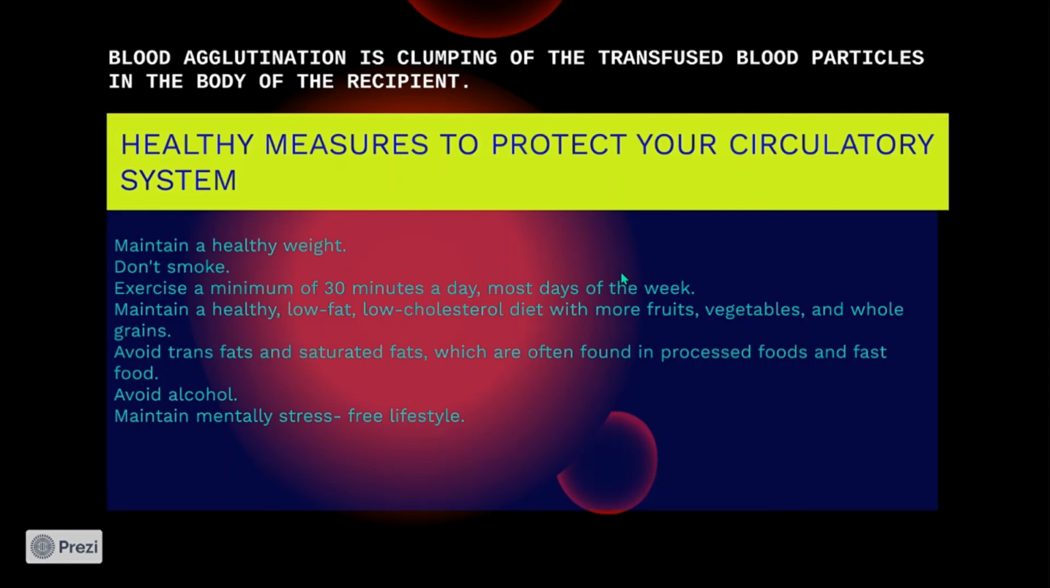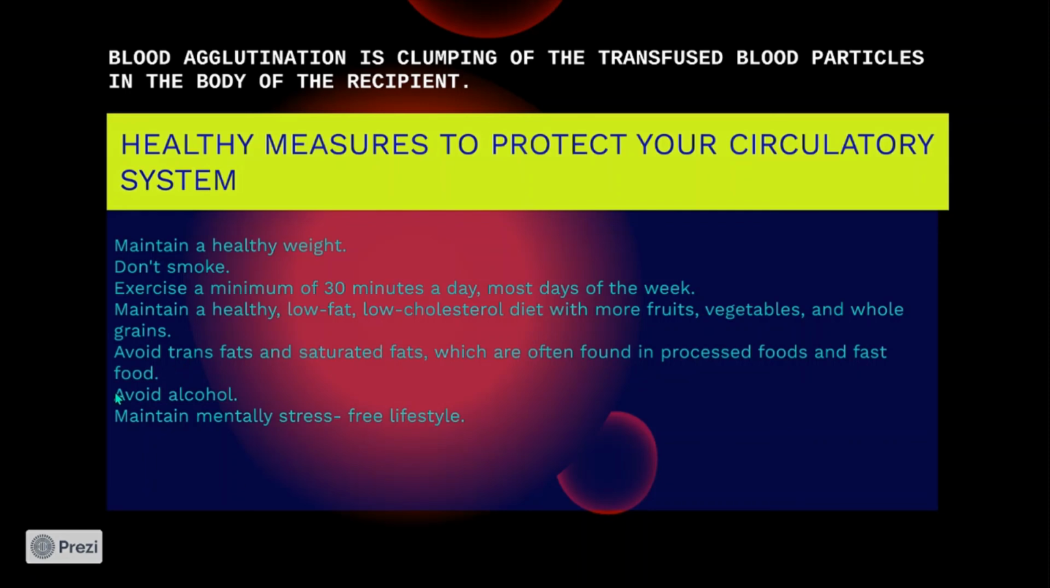Nowadays exercising is very rare, but exercise is very important for the various systems in our body. Maintain a healthy, low fat, low cholesterol diet with more fruits, vegetables and whole grains. Avoid trans fats and saturated fats, which are often found in processed foods and fast food. Fast foods are just attractive garbage. There's nothing in them. So please avoid fast foods and processed foods. This can help you to maintain a healthy circulatory system.